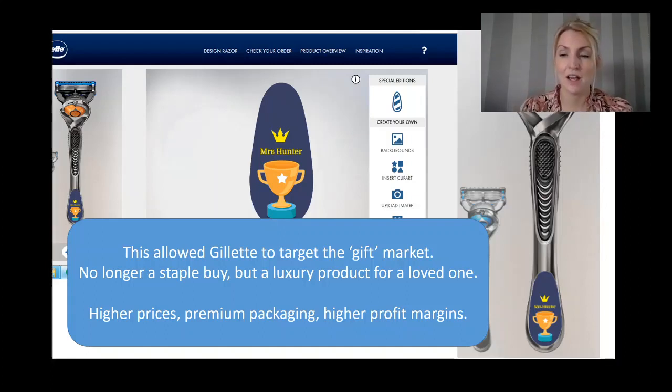Now this is a totally personalisable blade, and as you can see, I've gone on the website, dead easy to use, and I've put Mrs. Hunter on the bottom of my blade. Obviously, higher prices can be charged for this gift, with premium packaging and higher profit margins. Further down, I discovered that it costs pennies to make a blade, and this one is being sold for £20 each. So high profit margins due to the innovation that no one else is doing this. So it is quite a leading thing.